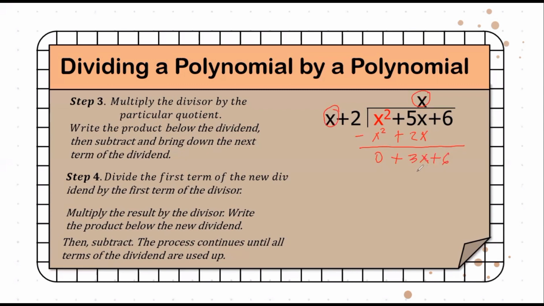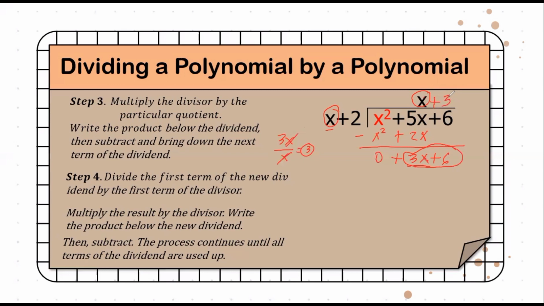And then after that, ano ang next natin? We have to divide the first term of our new dividend. Ito na po yung new dividend natin. Okay? Kung i-divide daw natin yung first term niya sa first term ng divisor. So, we have to divide 3x by x. So, 3x divided by x, that will give us positive 3. Cancel na yung x na yan. So, we have positive 3. So, don't forget to use the sign or the symbol plus, then 3.